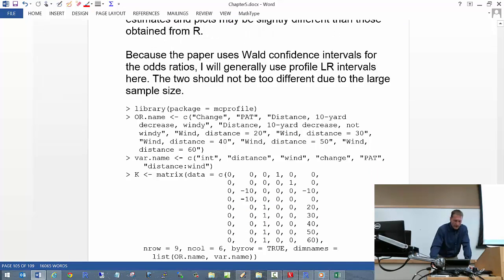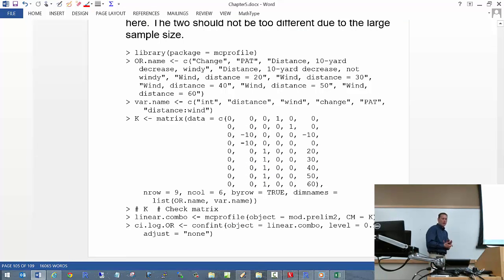And so to do that, if you remember, we can use the mcprofile package. In my paper, I use 90% Wald confidence intervals. I'm going to use 90% profile likelihood ratio intervals here. In my paper, I use SAS to estimate the model. Here I'm obviously using R. And so because of that, there will be very, very small numerical differences in some of the estimates.